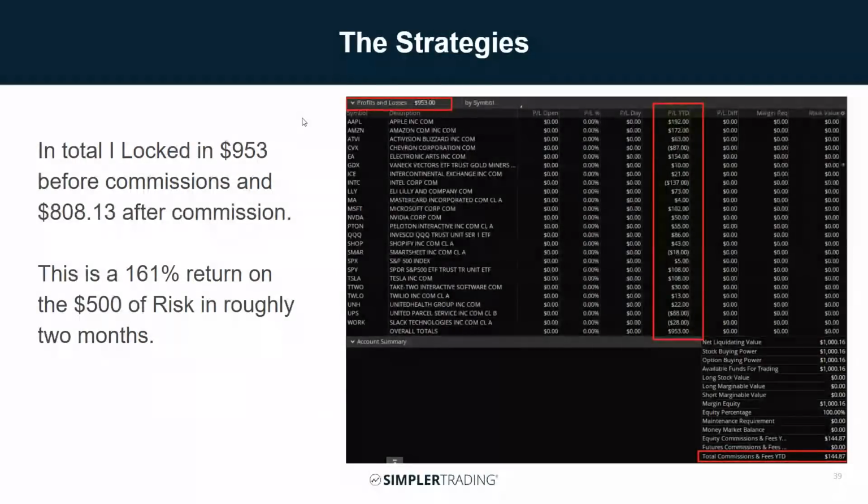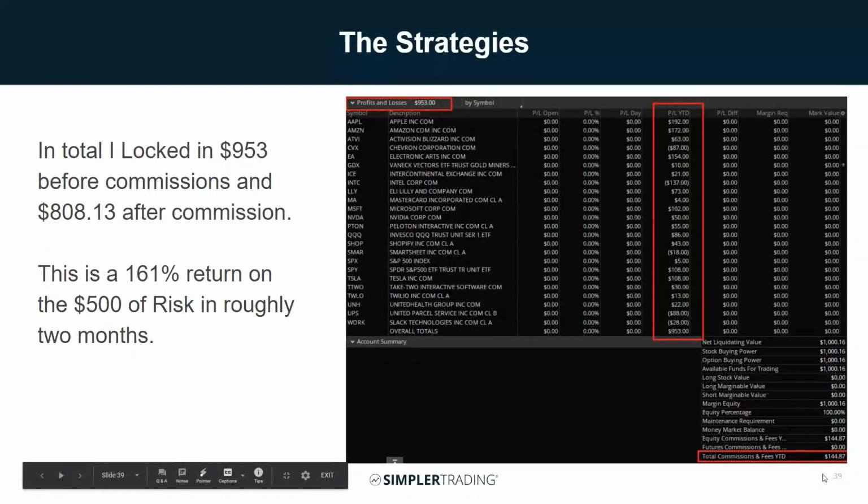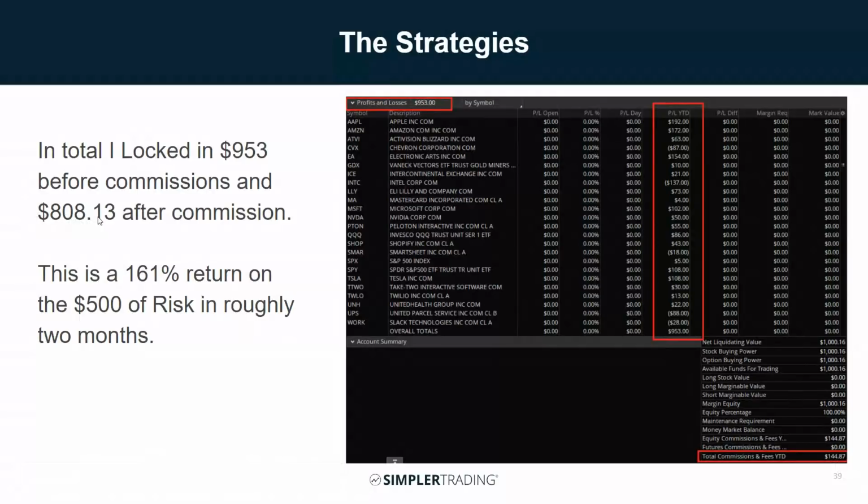And so here is the account, right? I did this in Thinkorswim, the 2 challenges, and total out of the 2 that I did, I locked in $953 of profit before commission. After commissions, right? It was about $144 of commission. So after that, it was about $808 of profit. So in total, this is a 161% return on that $500 of risk in roughly 2 months. And so, after the first challenge, I took that money out.